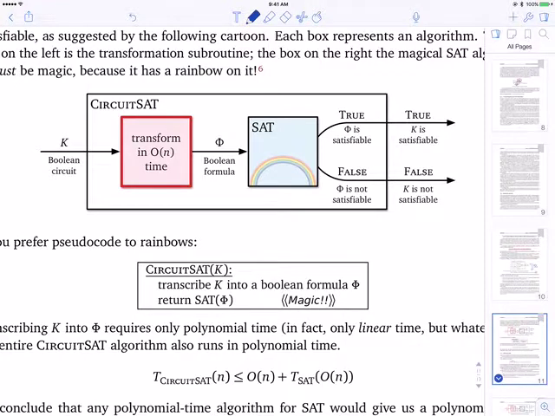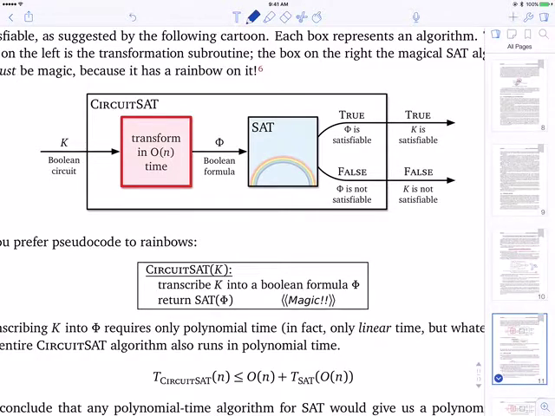Okay? If I wanted to write it in pseudocode, here it is. Transcribe K into a Boolean formula, call the SAT subroutine, and return whatever that returns. Because the transcription happens in polynomial time, and because the SAT subroutine, by assumption, happens in polynomial time, the running time of this algorithm is polynomial. But that's ridiculous. Circuit SAT is NP hard. It doesn't have any polynomial time algorithms. So I've derived a contradiction from my initial assumption, which is SAT can be solved in polynomial time.